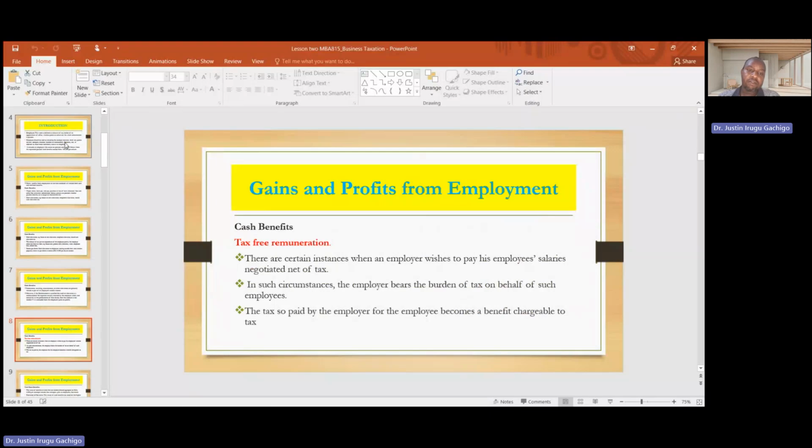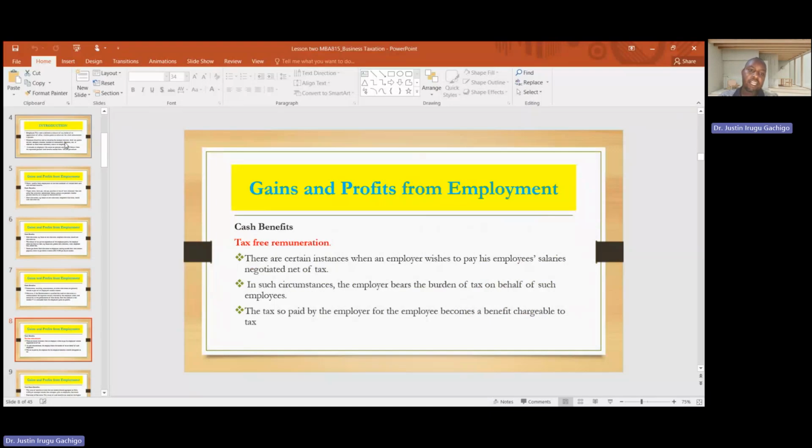Then we have tax-free remuneration. These are instances where employees negotiate their salary net of taxes. For example, you go and tell your employer that for me, give me 100 Kenya shillings net. So the tax is going to be borne as a burden by the employer. So the tax so paid by the employer for the employee becomes a benefit chargeable to tax.